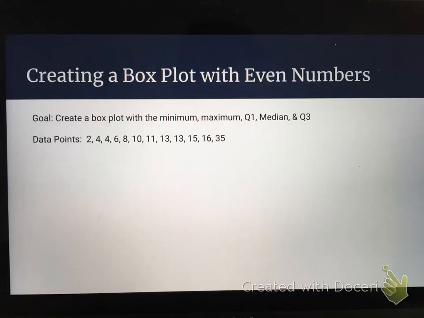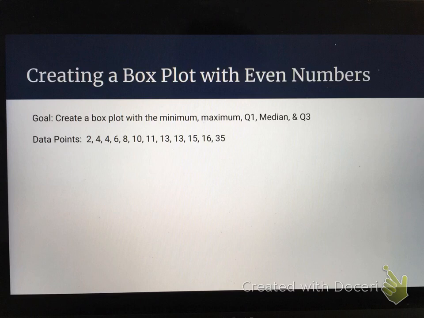All right, this is our number 15. It says creating a box plot with even numbers. The goal is to create a box plot with the minimum, maximum, quartile 1, median, and quartile 3. Remember, we're just splitting our data into fourths. That's it. Here are the data points organized already for us in least to greatest order. Thank you to whoever created this problem.